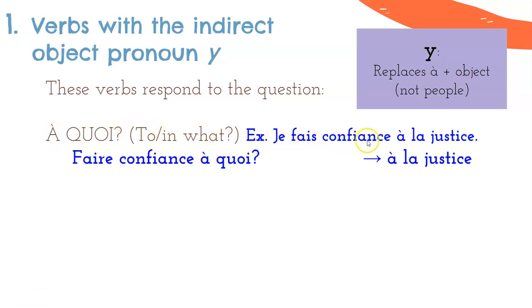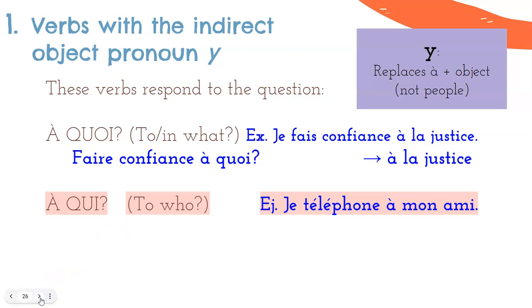Here we have je fais confiance à la justice. Faire confiance à quoi? What are we showing confidence in? La justice, right? So this is the phrase we're going to take a look at replacing with y. Really, honestly, your big tip-off is that you have the preposition à right here before an object. Like I said, though, it doesn't apply to people.